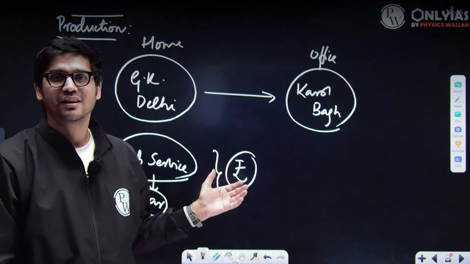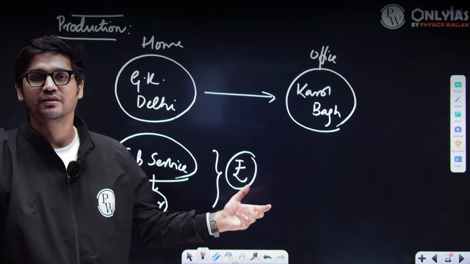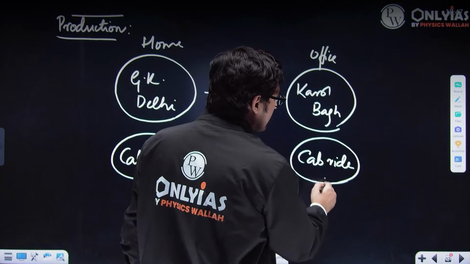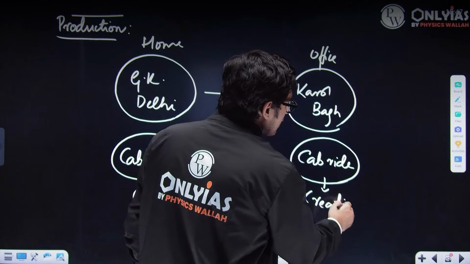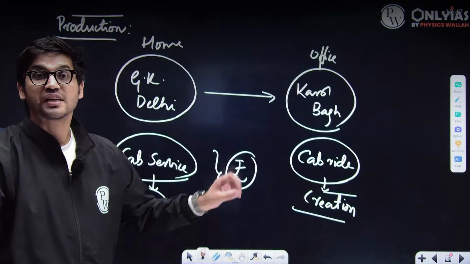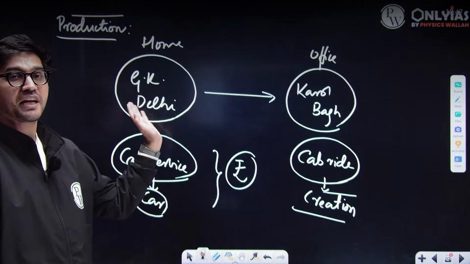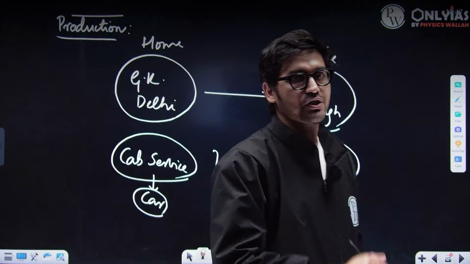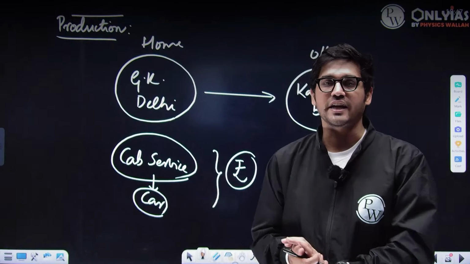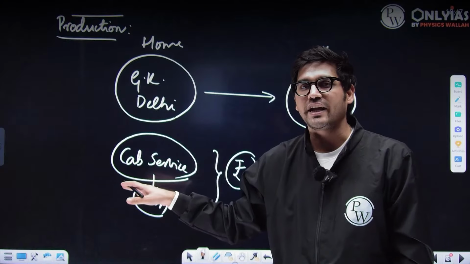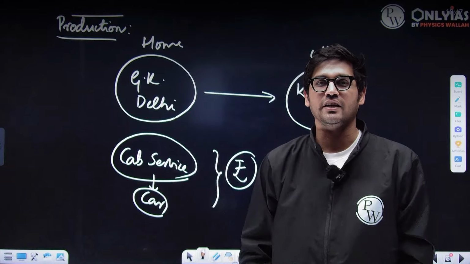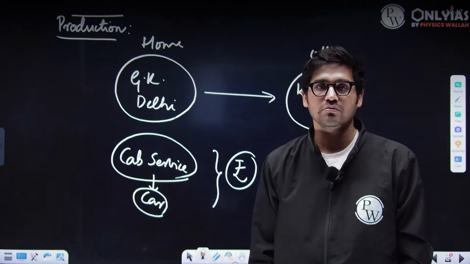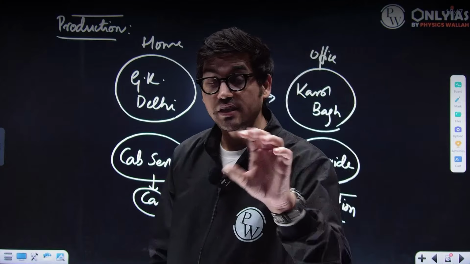Is something being made? Certainly something is being created. What is being created? A cab ride is being created. Somebody is producing a service of picking people up from their home or their origin, dropping them off to their destination. Something is being created. If I get this cab ride, something new was created, a new service was created. Is it production? Is this production or not?